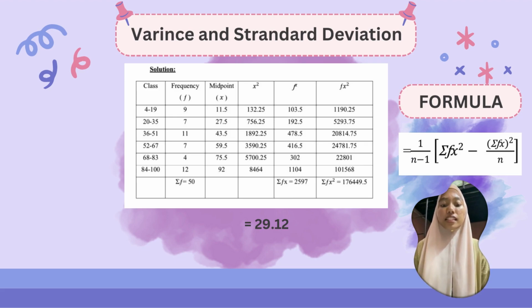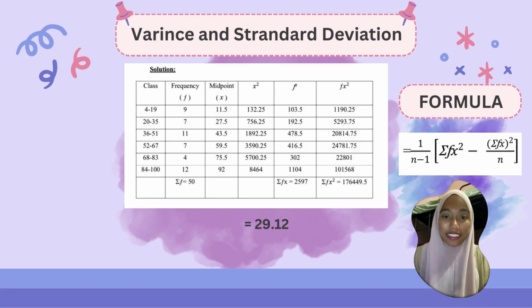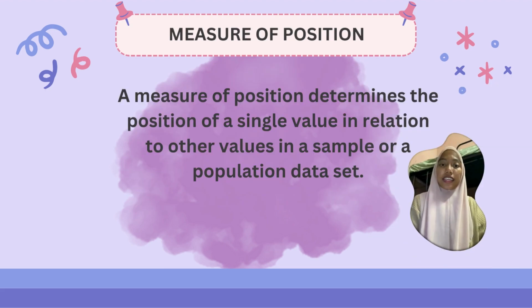Standard deviation is the square root of the variance. Variance is the average of all data points within a group. This is the table of variance and standard deviation, which has class, f, x, x squared, fx, and fx squared. On the slide we have the formula of variance and standard deviation. The total of variance and standard deviation is 29.12. Okay, the next slide is measure of position.